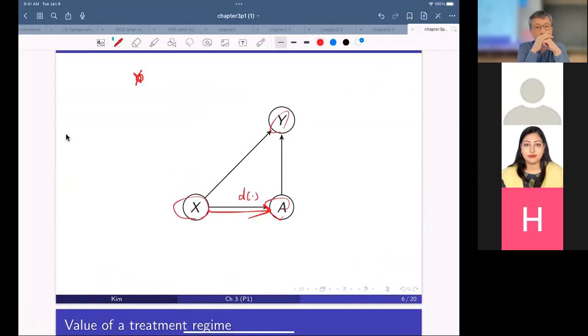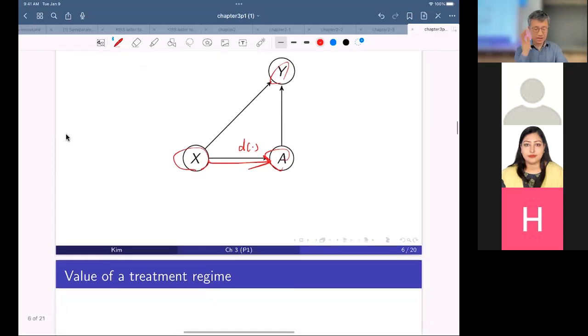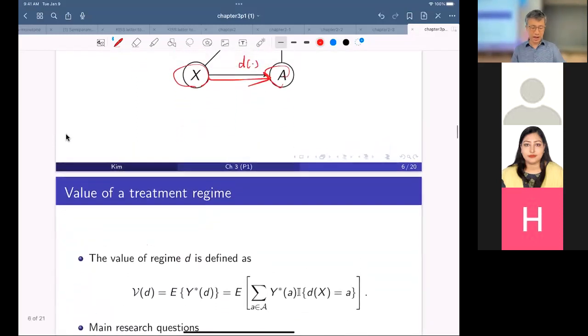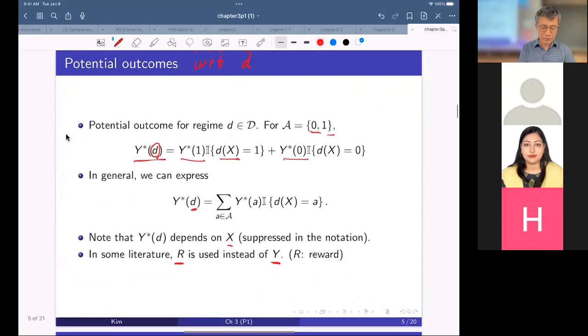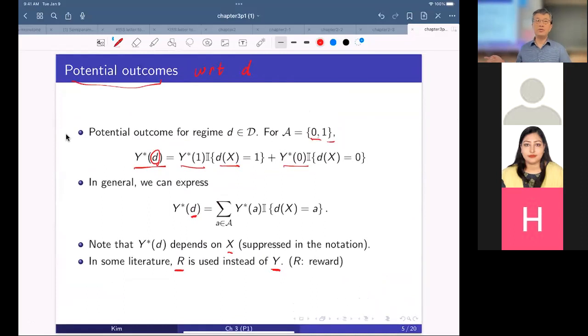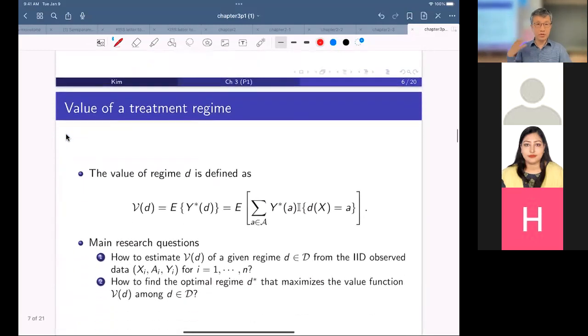Then we need to consider identifiability, because the positivity assumption does not hold. We'll talk about identifiability later. First of all, the potential outcome itself is a random variable, so we cannot really do anything with it directly. So we want to quantify it, and we define tau. Tau is this one.